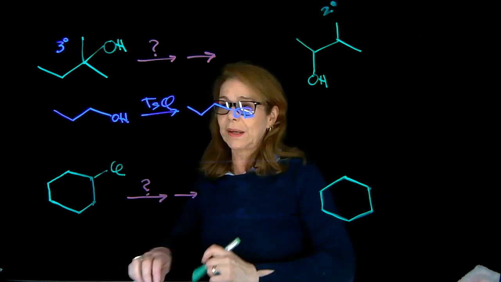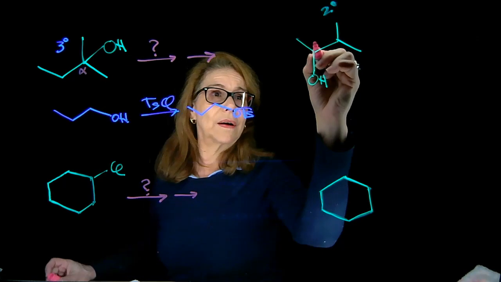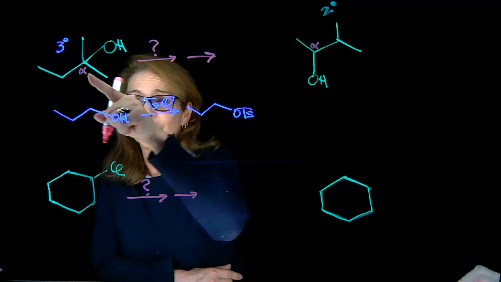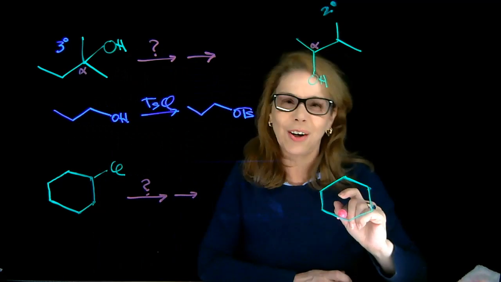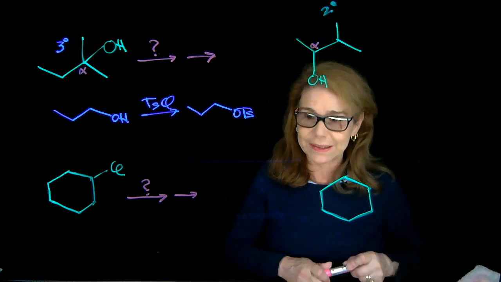Remember, to recognize that, you look at your alpha carbon and how many carbon chains you have there. So you have 1, 2, 3. So it's a tertiary alcohol. Here you have 1, 2 carbon chains. So secondary. I need to make that change.